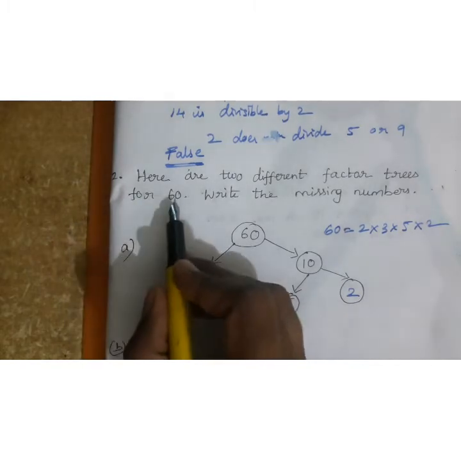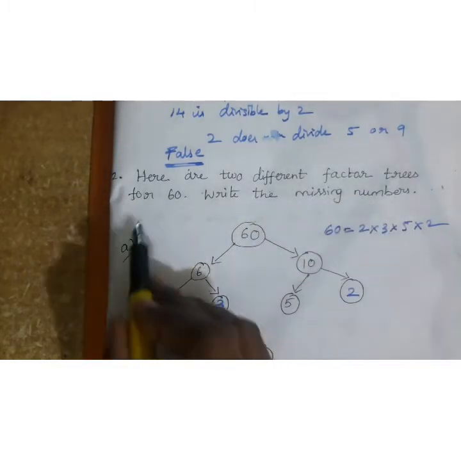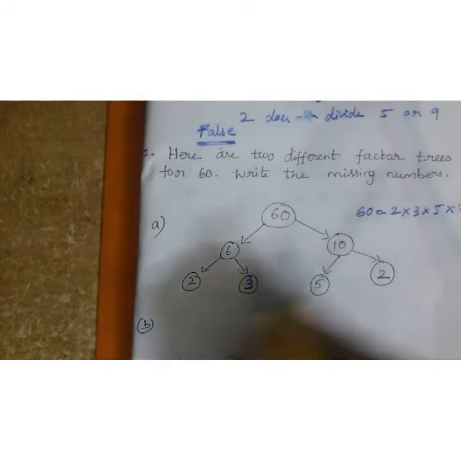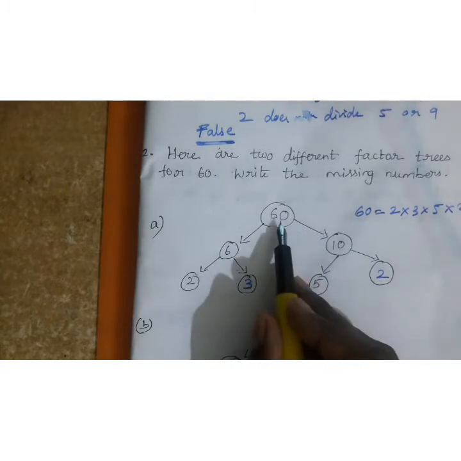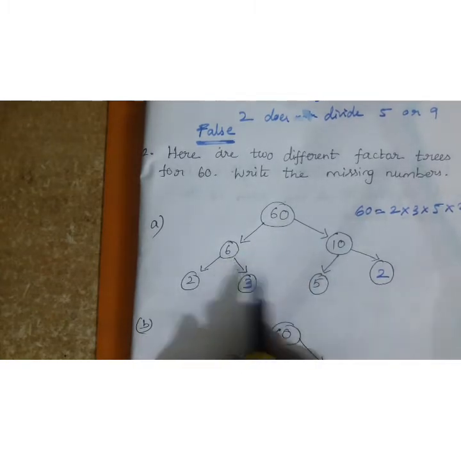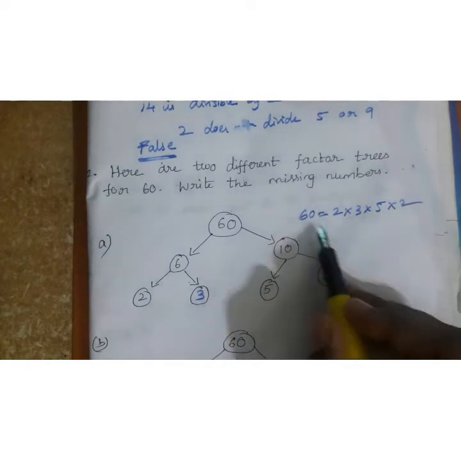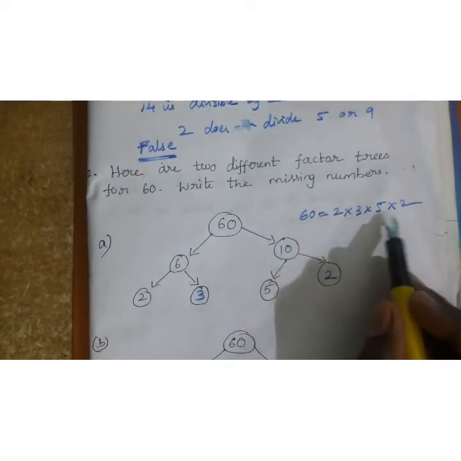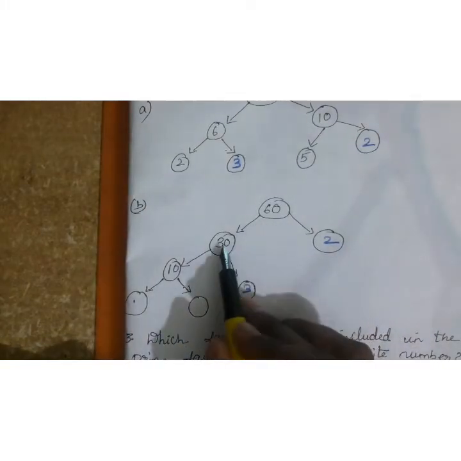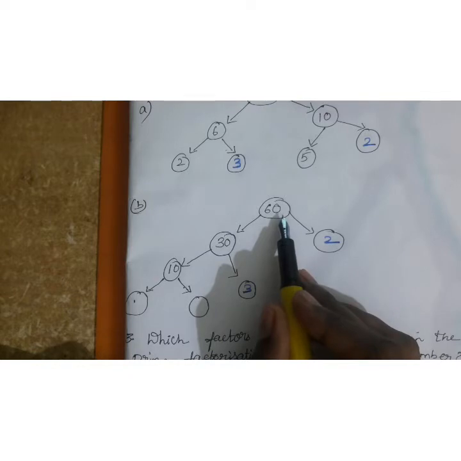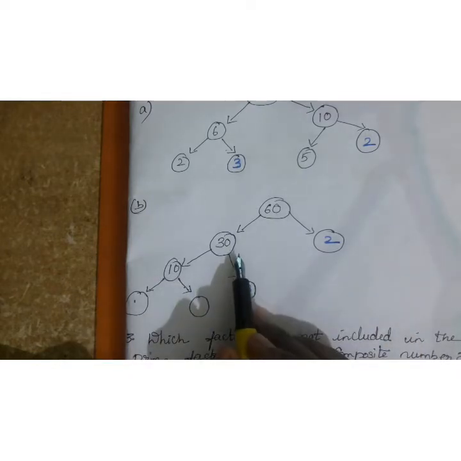Question number 2. Here are two different factor trees for 60. Write the missing numbers. A part. 60 given. 6 times 10, 60. 2 times 3, 6 and 5 times 2, 10. 60 is equal to 2 into 3 into 5 into 2. B part. 2 times 3, 6. 6 times 5, 30. 30 times 2, 60. 10 times 3, 30. 2 times 5 is 10.